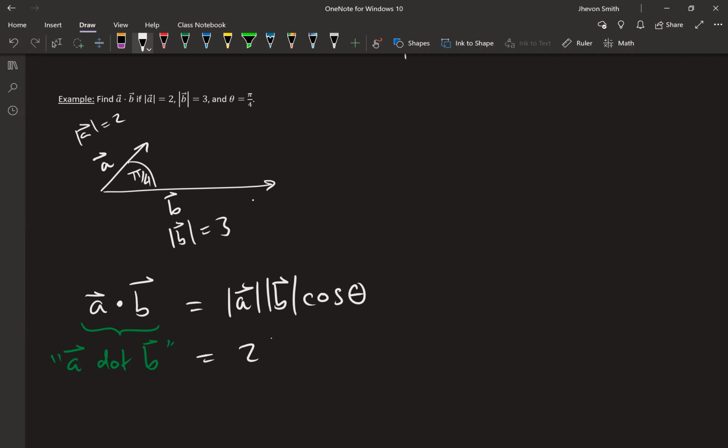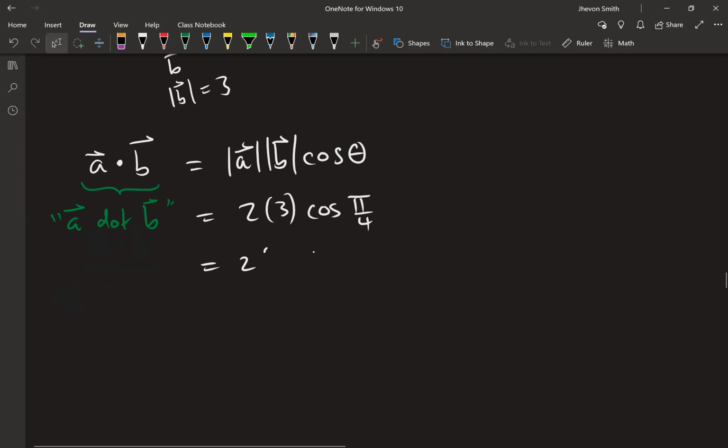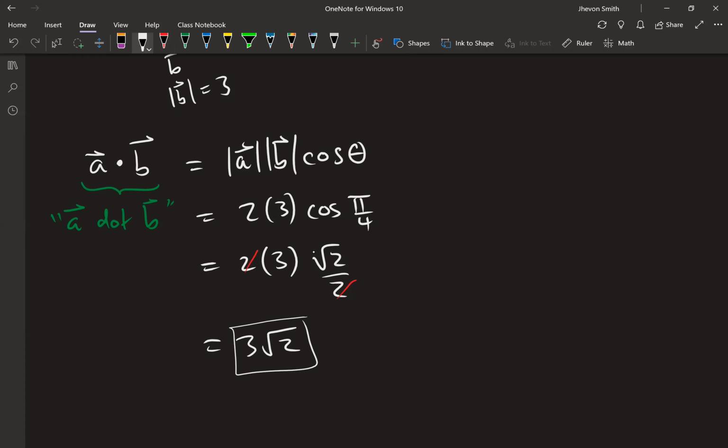So here we'd have 2 times 3 times the cosine of pi over 4. And so that is 2 times 3 times radical 2 over 2. You get 3 radical 2. Exactly. So that's your final answer.